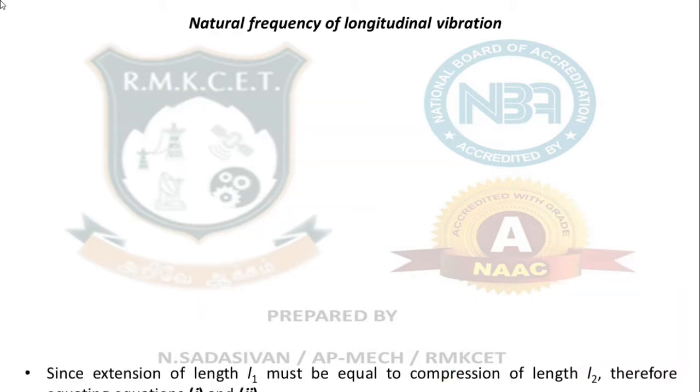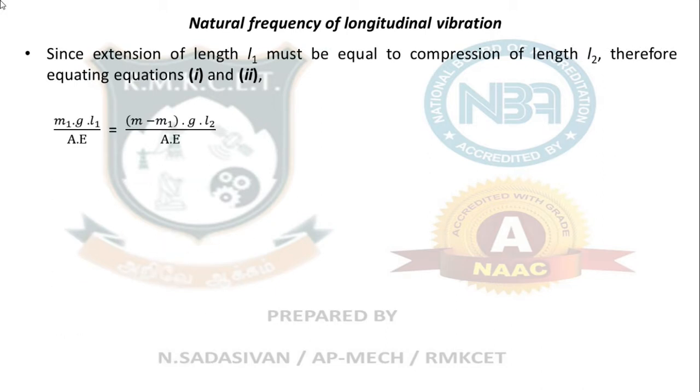I am going to compare those two things and find out the value of M1. So what I can do is strike out all the common terms on both sides. I can strike out G, and I can strike out AE altogether. So M1 L1 equals (M minus M1) into L2. That's how the equation gets simplified. Correct? M1 L1 equals (M minus M1) into L2.